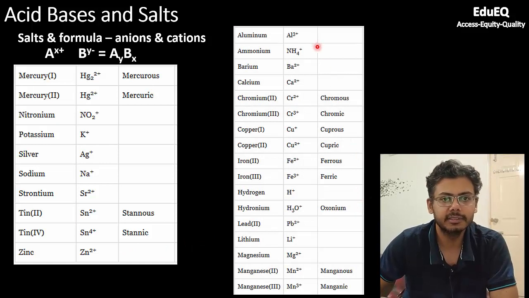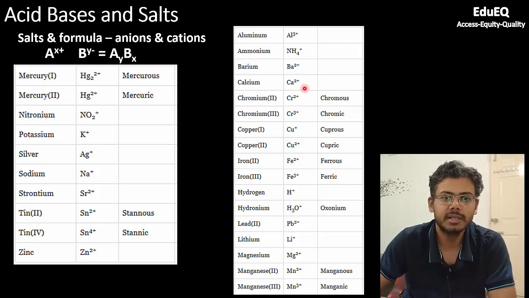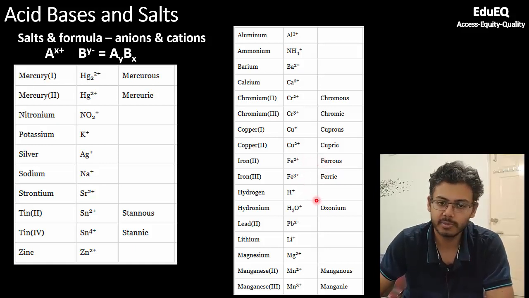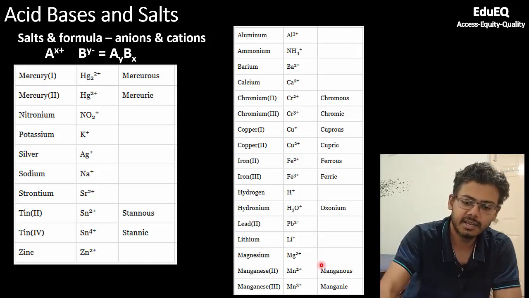Moving to more cations, you can see aluminium is in oxidation state +3, ammonium is again +1, barium, calcium all +2. Then chromium can exist in two states, so chromous would be +2 and chromic would be +3. Similarly cuprous and cupric, +2 is for cupric and +1 is for cuprous. Moving to ferric, ferrous, again the higher state is ferric which is +3 and the lower state is +2. Hydrogen you know is +1, hydronium is also +1, also known as oxonium. Lead is +2, lithium is +1, magnesium is +2, again manganese can exist in +2 or +3.